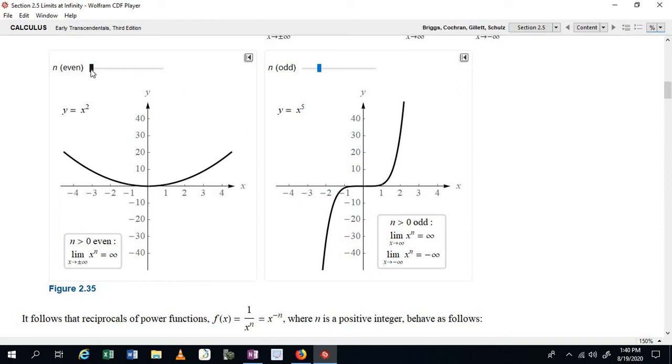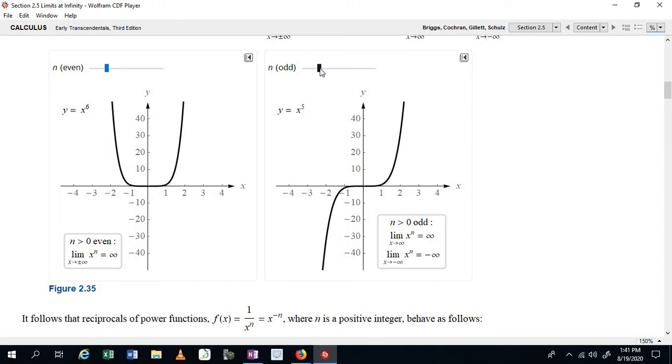But notice that this is true for any even power. So if this was y equals x to the fourth, the end behavior is up on both sides also. So it's really a product of the fact that the exponent here is even. And n is positive. Okay, we're assuming that this exponent is positive and is even. As long as it's positive and it's even, then the end behavior will be up on both sides.